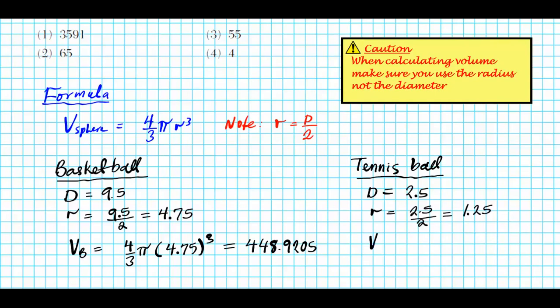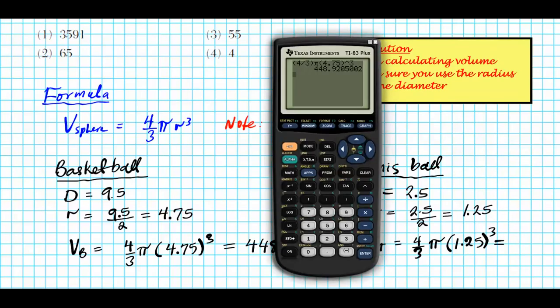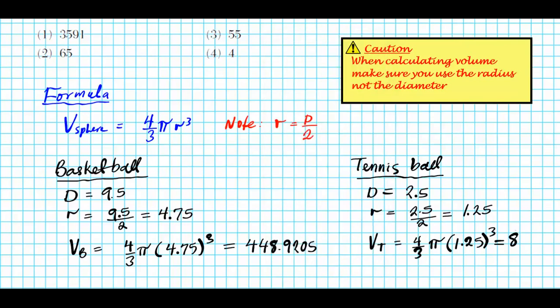And the volume of the tennis ball, we can write it as V sub t, is 4/3 pi times 1.25 raised to the third power. Okay, so plug that into your calculator. Let me cheat here. I'm just going to call up my previous answer, and I'll change the radius to 1.25. Enter. 8.181. So how do the volumes compare?